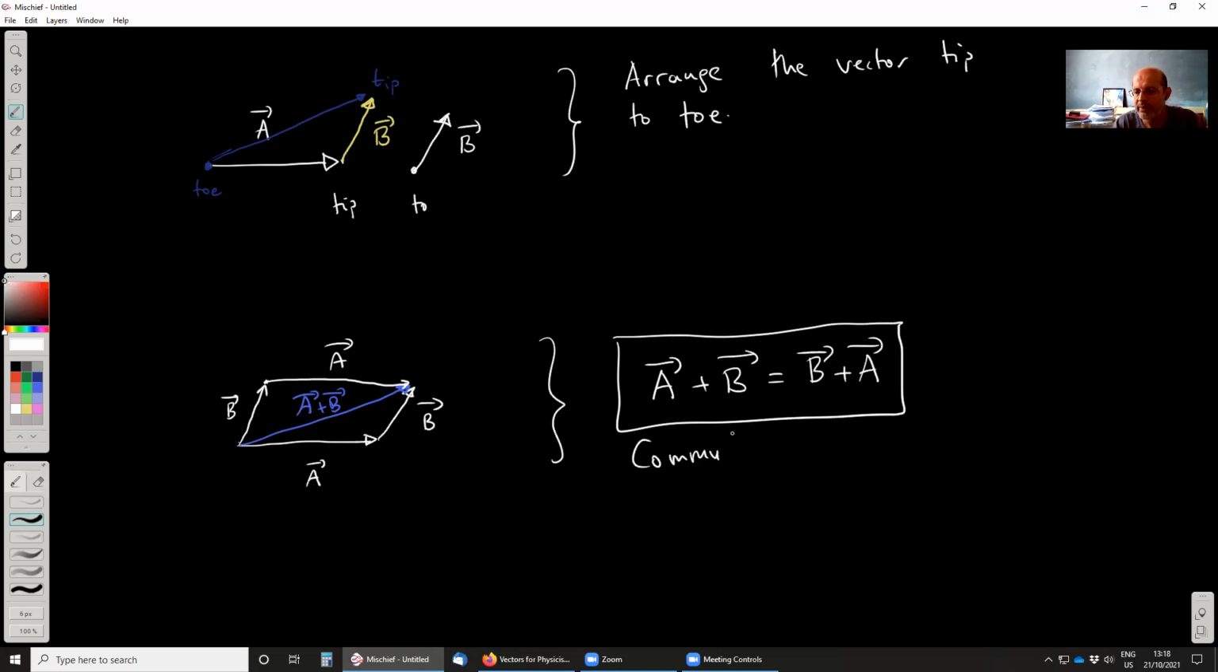So this basically says that, let me say, vector addition is commutative. The order that you add them up is unimportant.